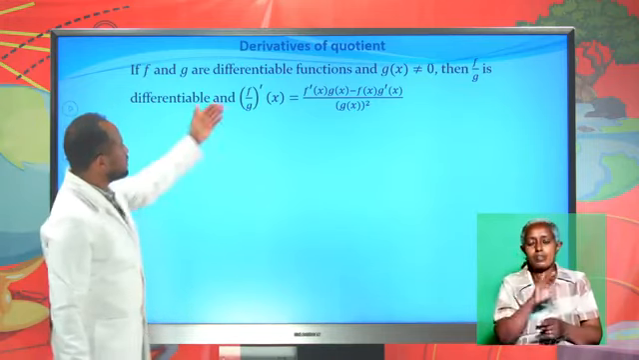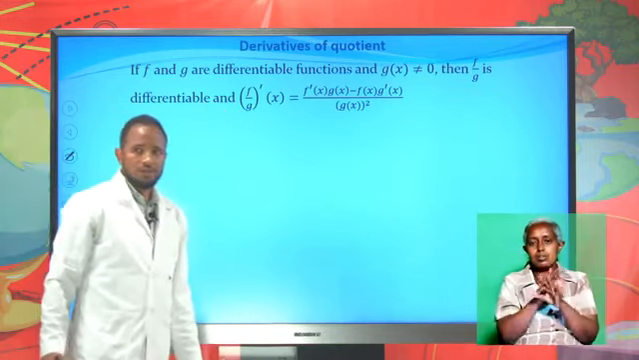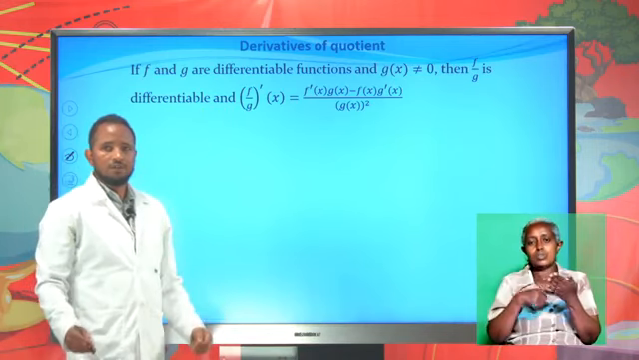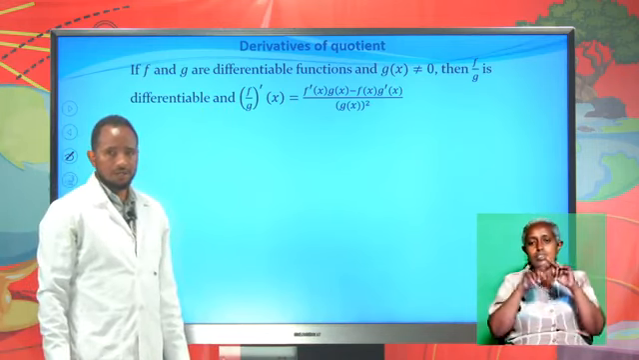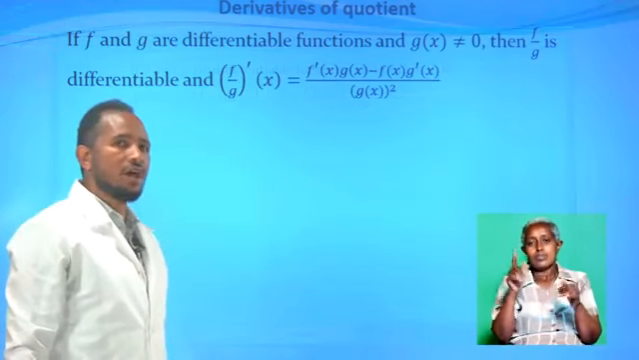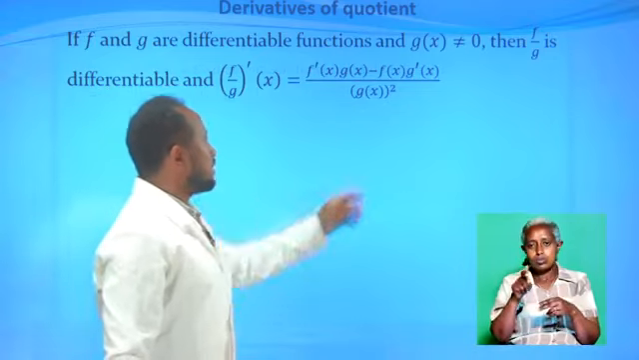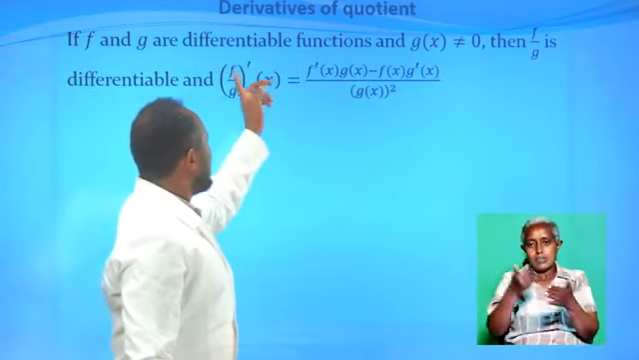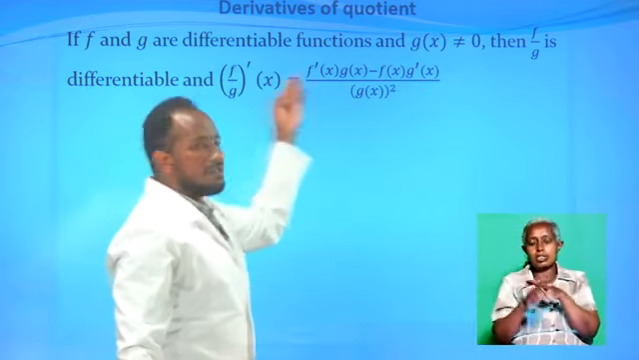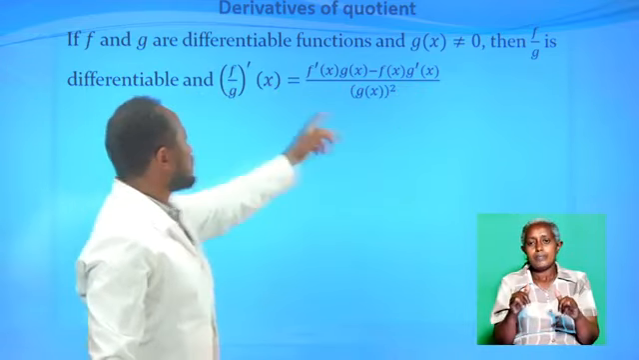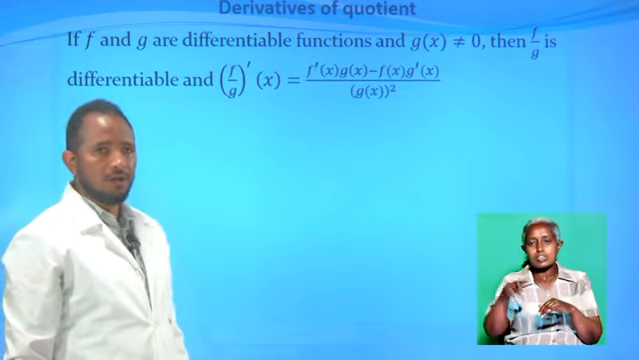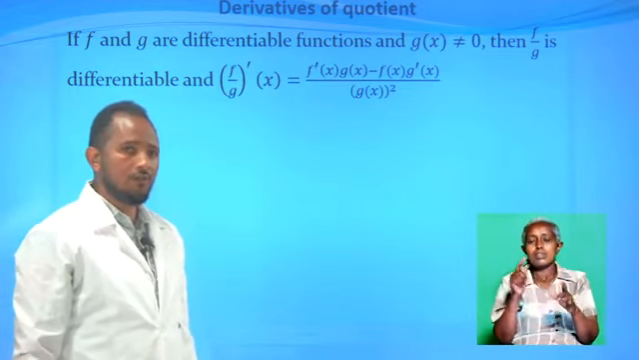If f and g are differentiable functions where g of x is different from 0, then f over g is differentiable and its derivative will be equal to the derivative of the first function times g of x, the second function, minus f of x times the derivative of the denominator, divided by the square of the denominator, g of x squared. Now let's see the proof of this.